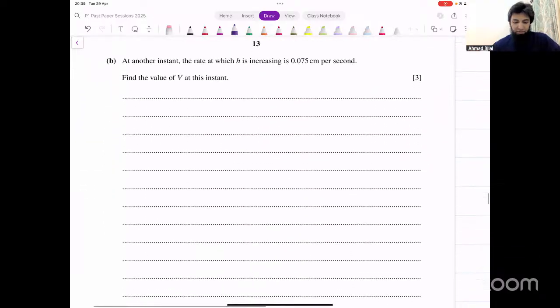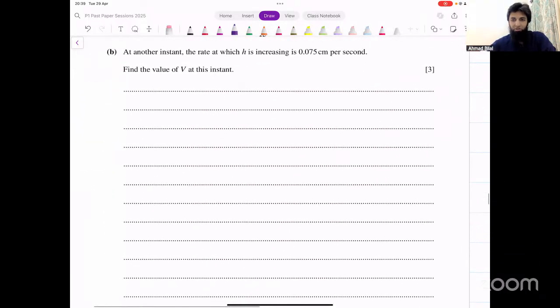Now the next question says, at another instant, the rate at which age is increasing is 0.075 centimeters per second. Okay, so now this is another instant. The first part is not relevant anymore. At this instant, we are given dh over dt is equal to 0.075.